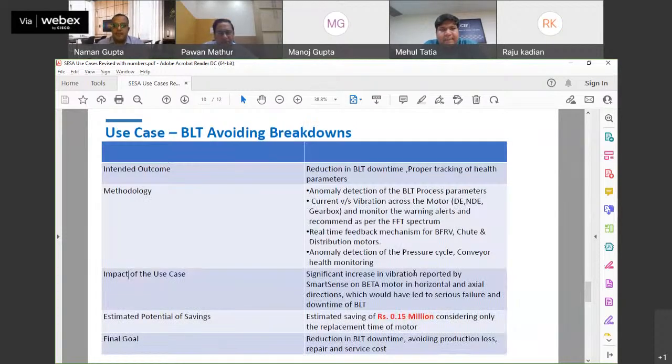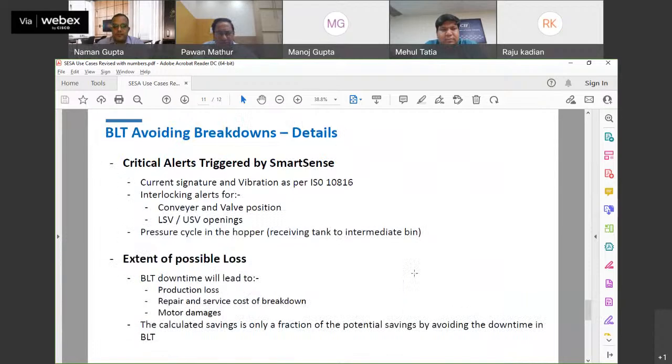Then BLT also had basically to avoid breakdowns, and we had an estimated saving of around 0.15 million in the BLT use case.